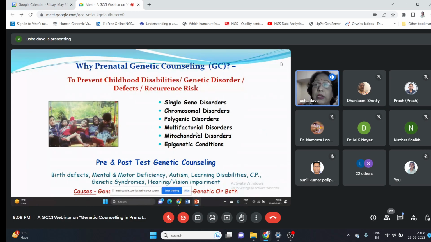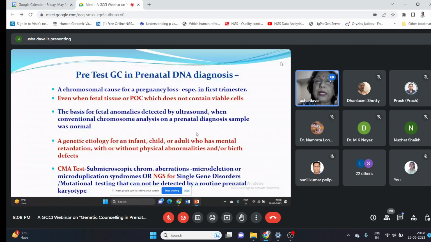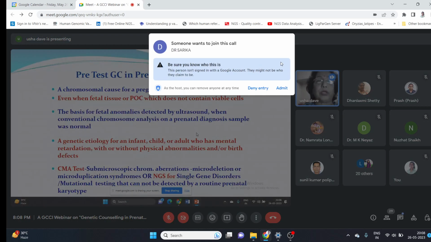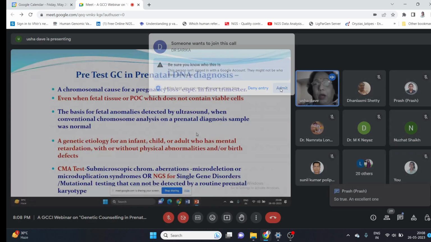So pre-test counseling becomes very, very important, because only then will you evaluate through investigation whether it is a genetic or non-genetic cause. That knowledge becomes very important. Pre-test genetic counseling is important in prenatal genomic diagnosis because DNA diagnosis uses newer technologies. It's not just that we used to do chromosomal analysis for first trimester losses. Now the technology has developed, and you have to offer proper guidance to the couple or the patient.